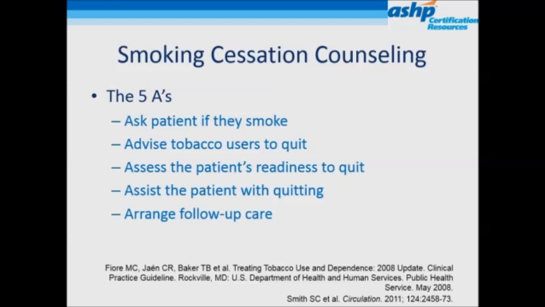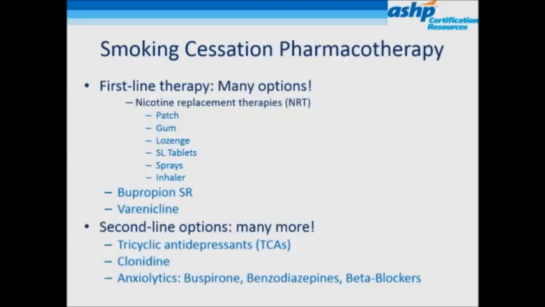A variety of guidelines talk about ways in which you can counsel patients for stopping smoking. The 5 A's are commonly published as a way to approach it. So ask the patient if they smoke, advise them to quit, assess their readiness to quit, have an assistance plan, and then arrange for follow-up. Now, with regards to pharmacotherapy, as you all know, we have a variety of options, right? There are a ton of agents that we could use.